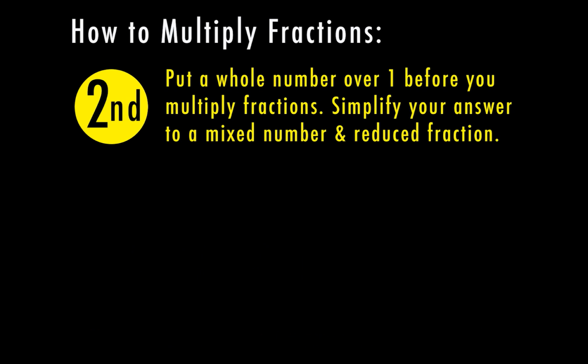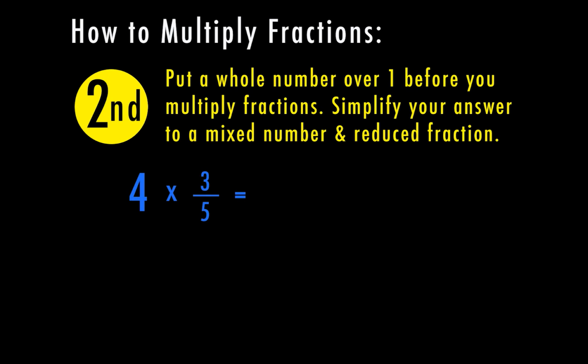Now, sometimes our fractions are a little bit different, so let's talk about some other situations. Second, we're going to put a whole number over 1 before we multiply fractions. Then we're going to simplify our answer to a mixed number or a reduced fraction. In this situation, we have a whole number times a fraction. Anytime this happens, your whole number has to become a fraction in order to multiply.